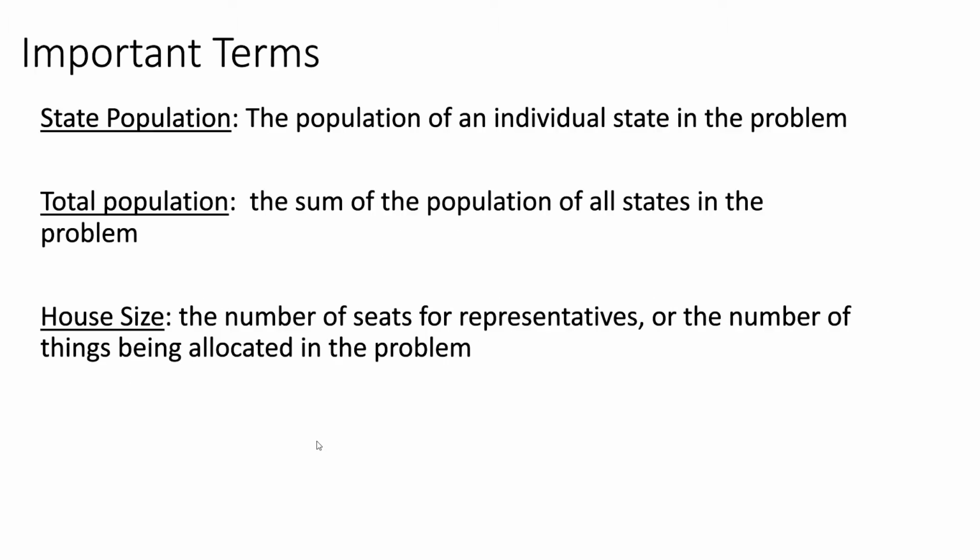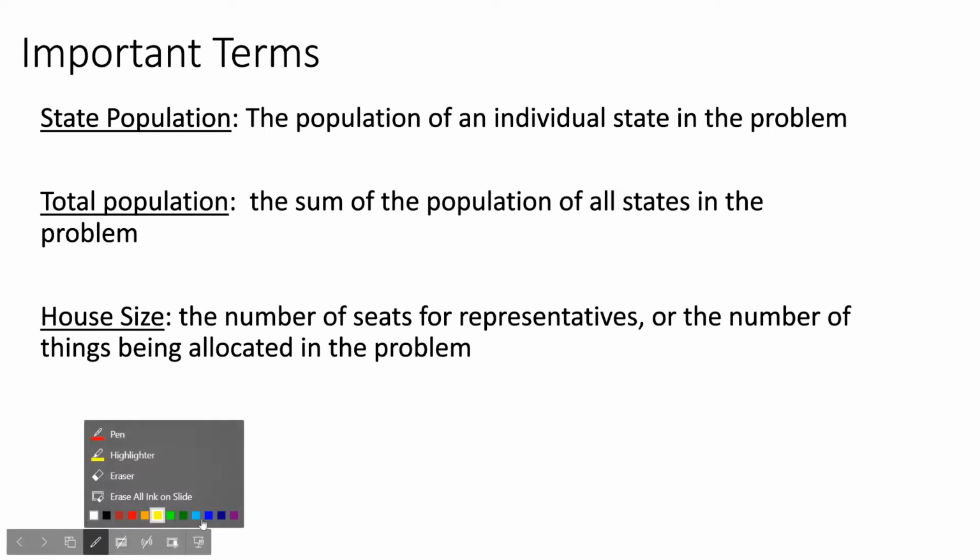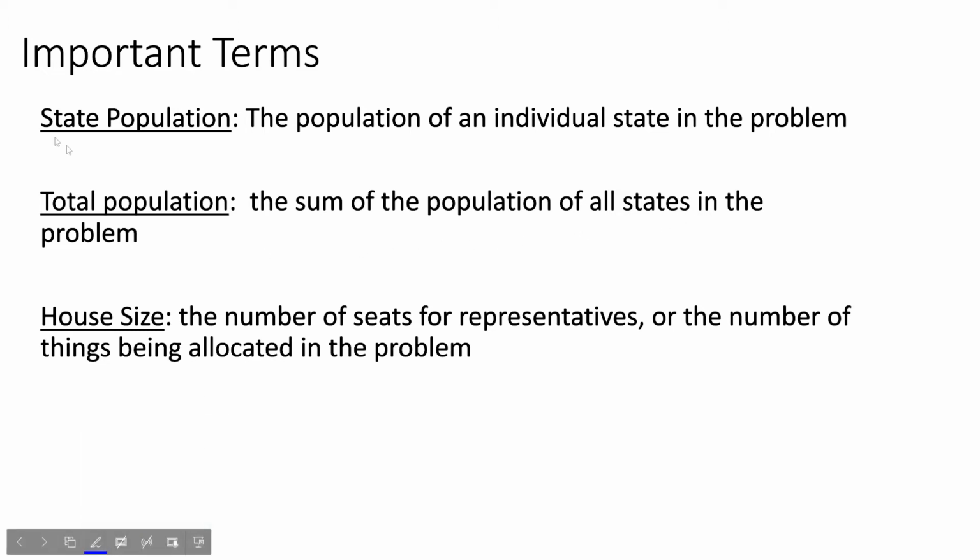Before we get to some examples, there are some important terms we need to talk about. The first one is state population. This is the population of an individual state in the problem. Next, we have total population, which will be the sum of the population of all states in the problem. Generally, you're going to have to calculate total population. State population will be given to you in the problem.